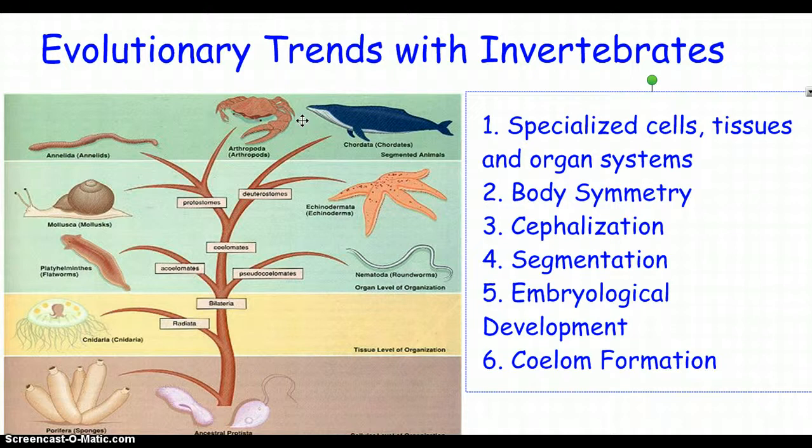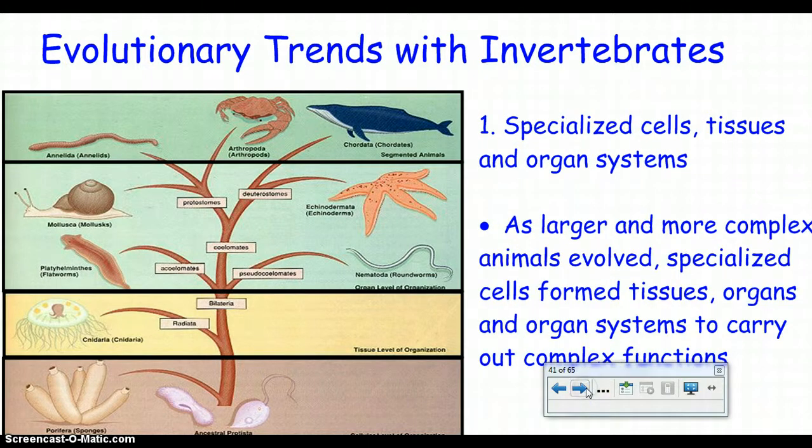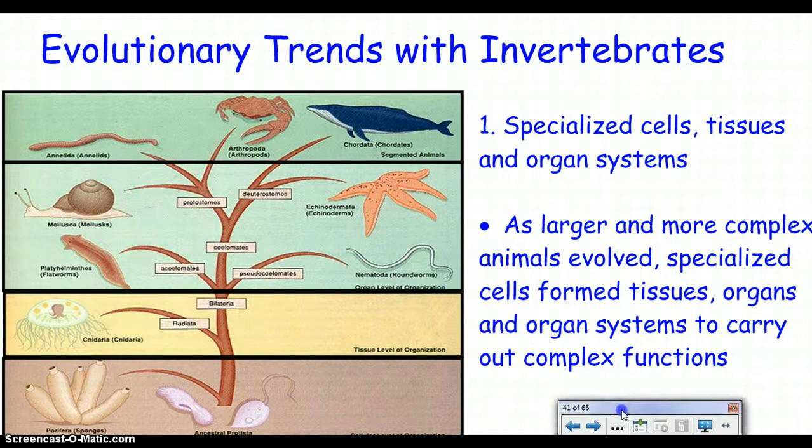All right, so we're going into evolutionary trends in invertebrates. These are things that you see through evolution that all invertebrates have. So they have specialized cells, tissues, and organ systems. They have a body symmetry. They have cephalization, segmentation, embryological development, and coelom formation. So I'm going to quickly go over what those six things are. All right, so you're going to get this diagram and you'll be able to see it a little bit better.